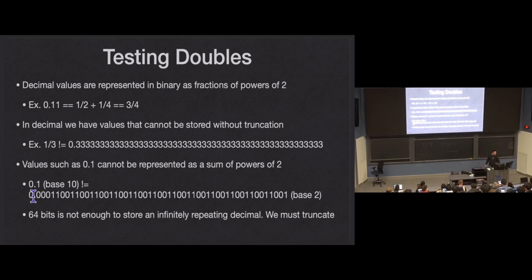1/10 is equal to, in base 2, 0.000110011 and 0011 repeating forever out to infinity. So with a 64-bit representation, eventually we have to stop writing down 0011 and cut it off when we run out of 52 bits for the mantissa. 64 bits can't store an infinitely repeating decimal, so we have to truncate. So 0.1 in a machine using this 64-bit double representation that's standardized by IEEE for what it's worth, cannot represent 0.1 exactly. It will be just a little bit off.